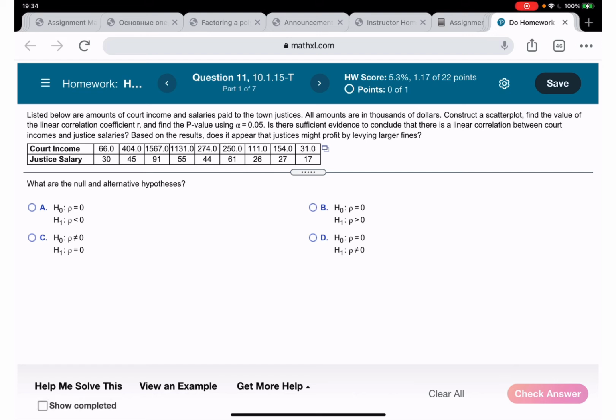Okay. Listed below are amounts of court income and salaries paid to the town justice. All amounts are in thousands of dollars. Construct a scatter plot, find the value of linear correlation coefficient, and find the p-value using alpha. Well, same thing we already did. Well, that's okay. We will build it. Using alpha equals 0.05, is there sufficient evidence to conclude that there is a linear correlation between court incomes and justice salaries?